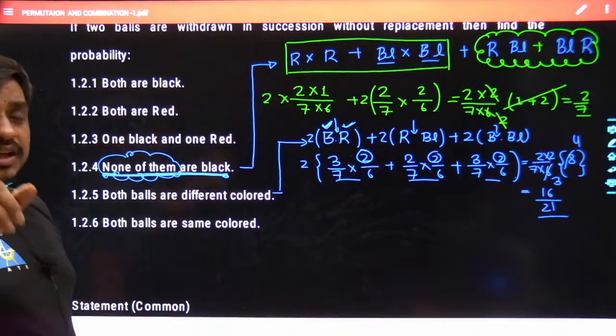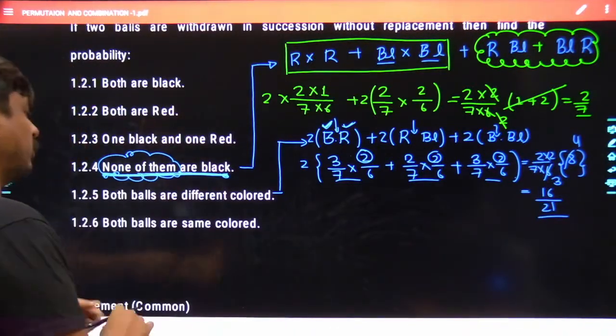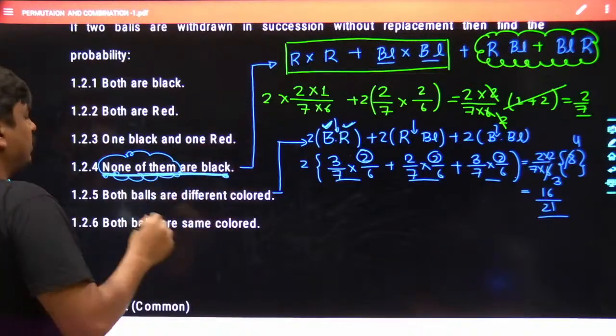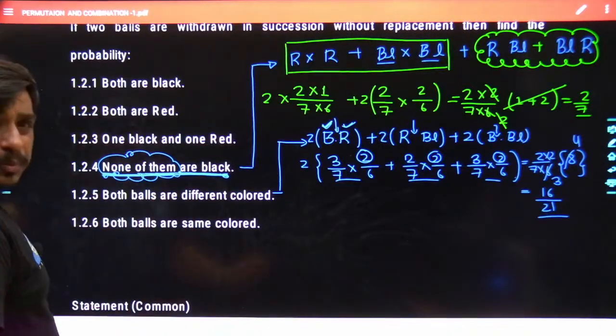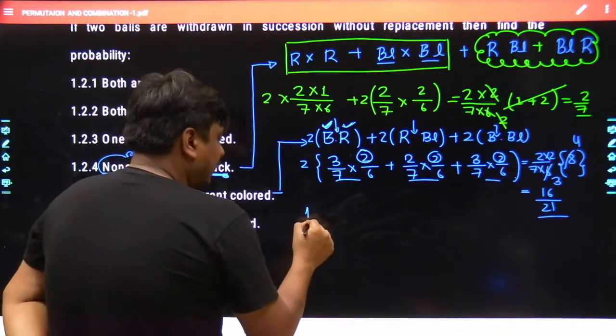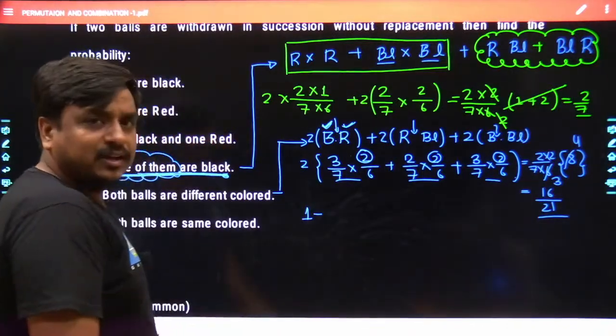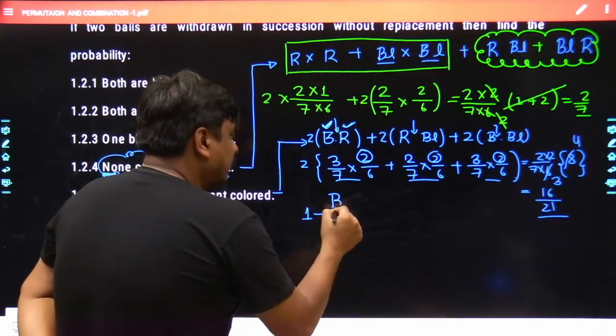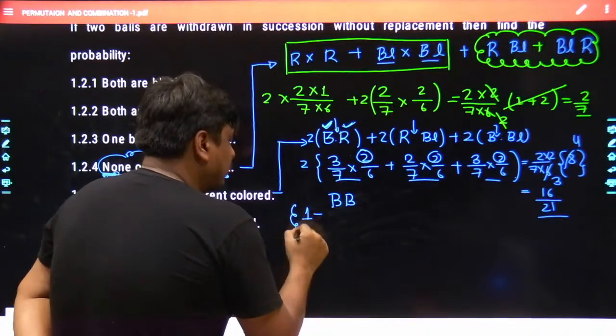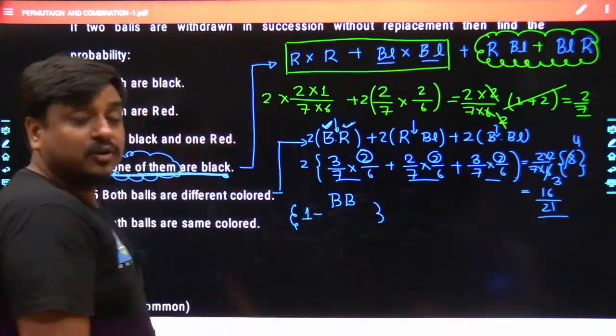See what mistake you guys would have done. None of them are black. People could have calculated this as 1 minus both as black. So they would have used the method of complement, but this would not work. Why?